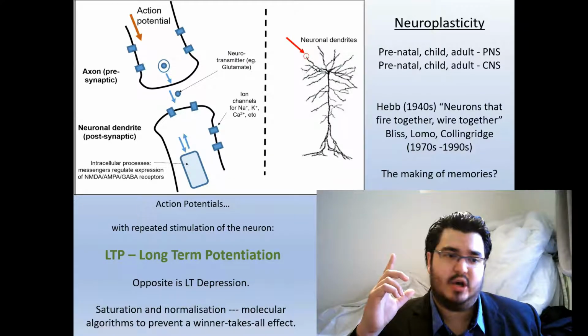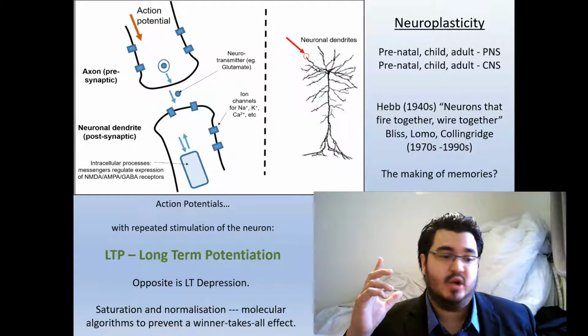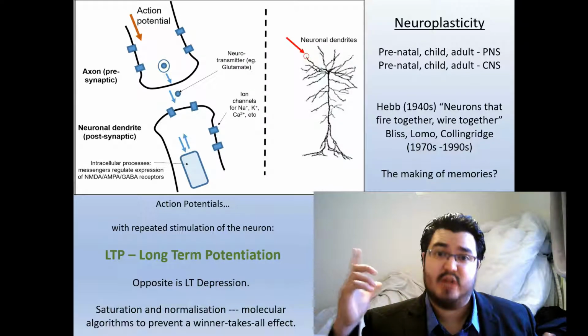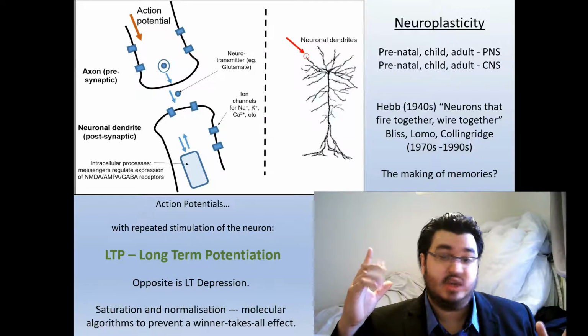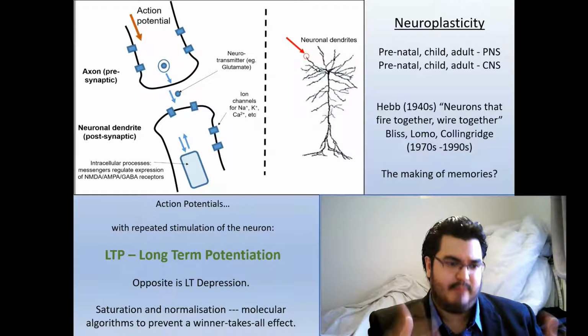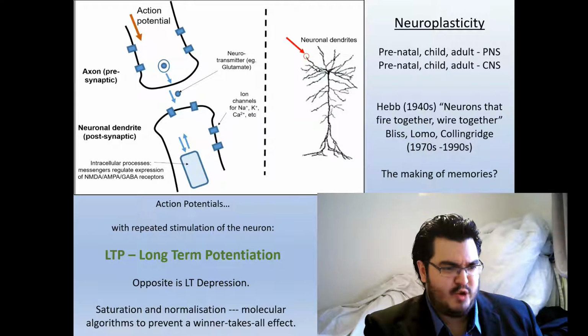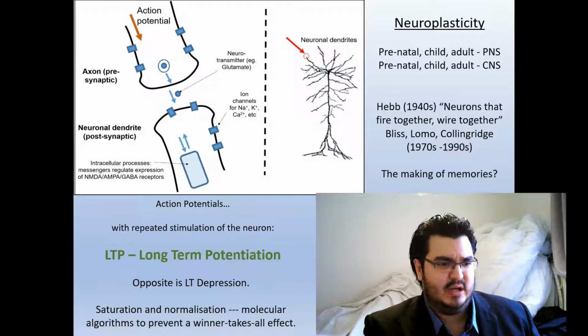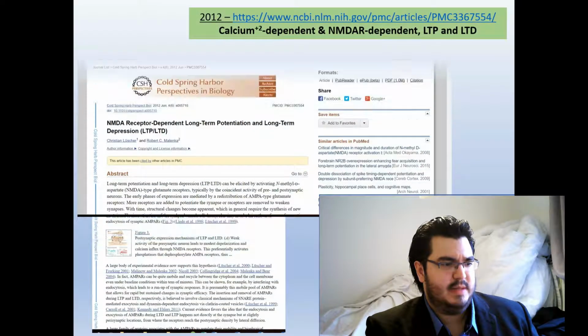You have to know about long-term potentiation, which is essentially when you get repeated stimulation of the neuron, you get that particular process. And the way it works is, I don't think you need to know much about it for A level, except the fact that the calcium ions are involved. So I think I'll probably leave it at that.